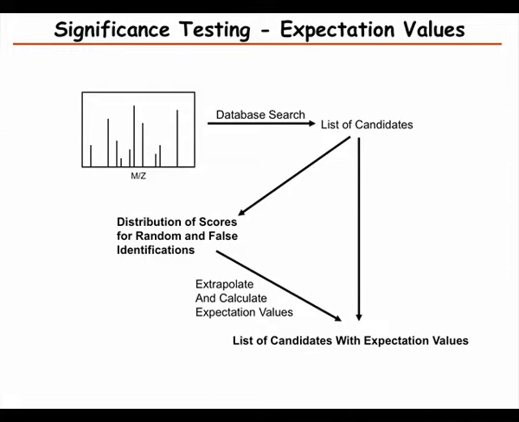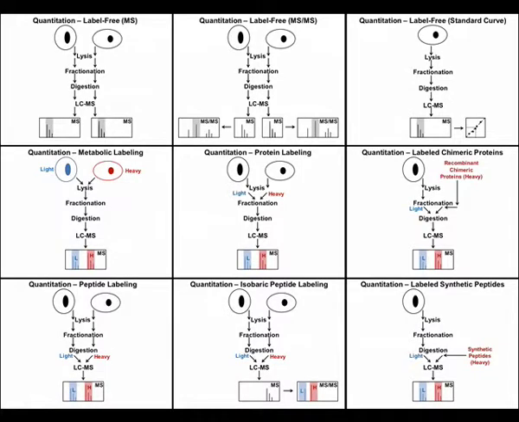The next step in most experiments that we're interested in, of course, is to do quantitation. Here we discussed a lot of different ways to do quantitation, either by not using a stable isotope label, or by using a stable isotope label and introducing it at different stages of the experiment. And we discussed a lot about the different drawbacks and the different advantages of the different methods.